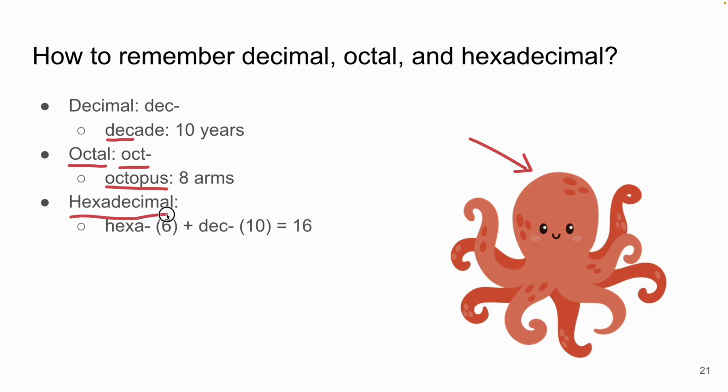And the final word is more complicated, it's hexadecimal. I don't have a better way to help you remember this, but you can divide hexadecimal into 2 parts. So hex is here, and decimal is here. The meaning of hex is 6, and the meaning of DEC is 10. So 6 plus 10 is 16. So hexadecimal is the number based on 16, 16进位. I hope this can help you remember the meaning of these 3 special terms.